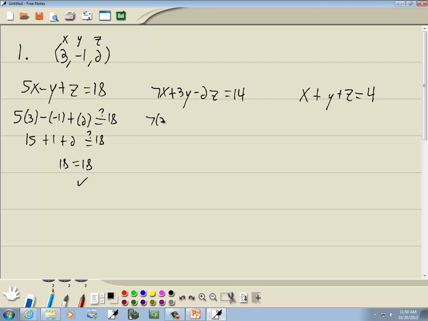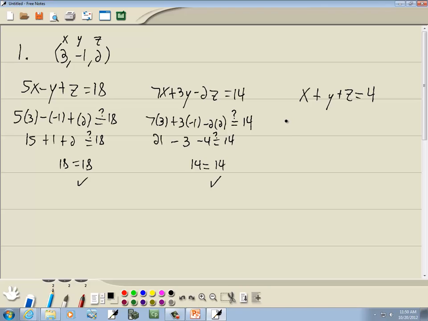Now we're going to plug it in here. So we got 7 times 3 plus 3 times -1 minus 2 times 2. Again, plug in our x, y, and z. And we're wondering if this is true. So we've got 21, 7 times 3. 3 times -1 is -3. -2 times 2 is -4. I wonder if that's equal to 14. 21 minus 3 is 18. Minus 4 is 14. So we get 14 is equal to 14. When these match, that means it checks.